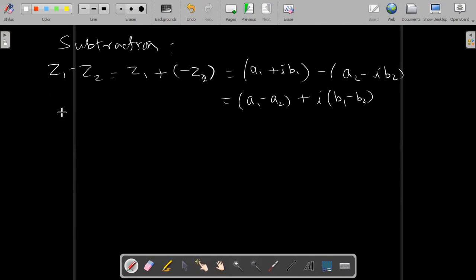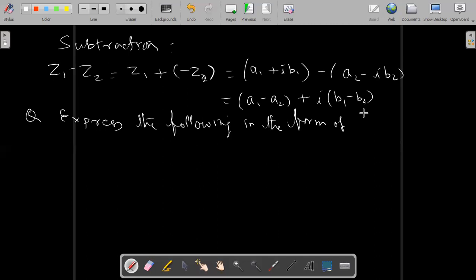Multiplication. Now we have some questions. Express the following in what is called standard form, in the form of a plus iota b. Means we have to solve and get iota in the numerator. If it is in the denominator, we have to multiply and divide to bring it into the numerator.